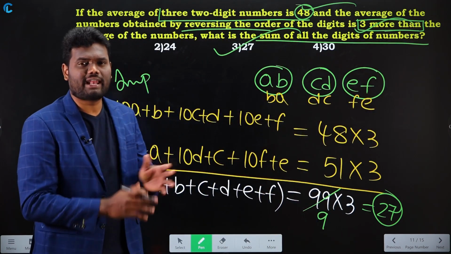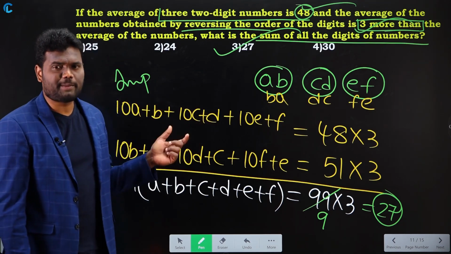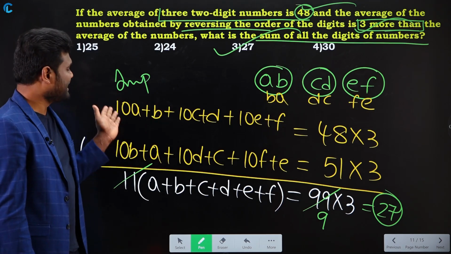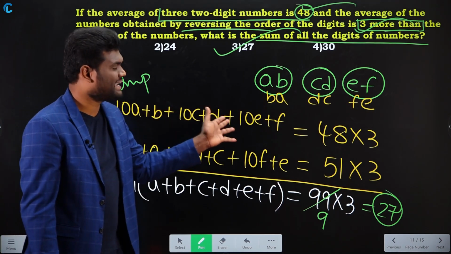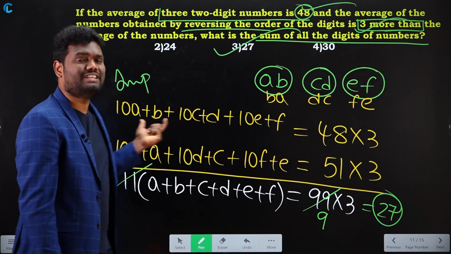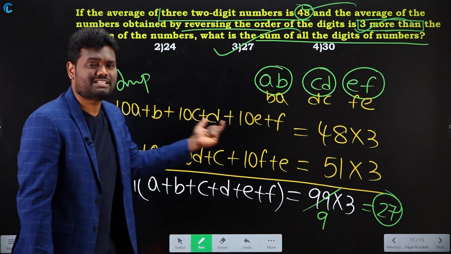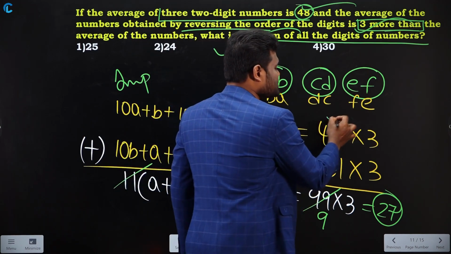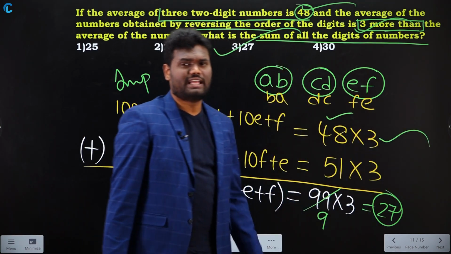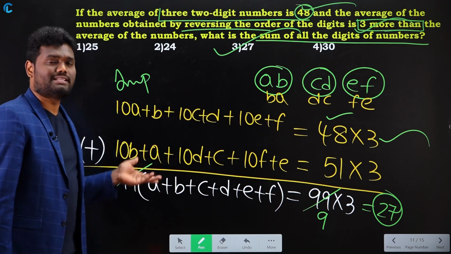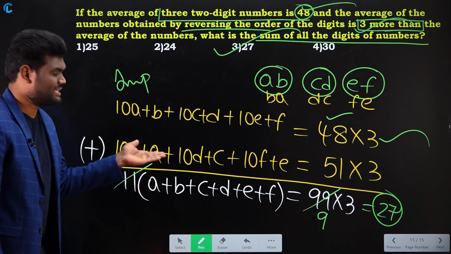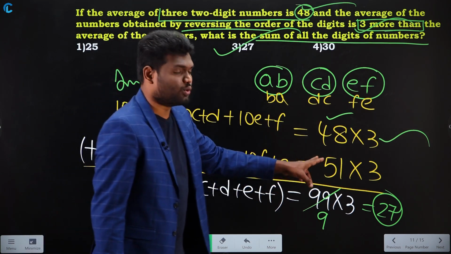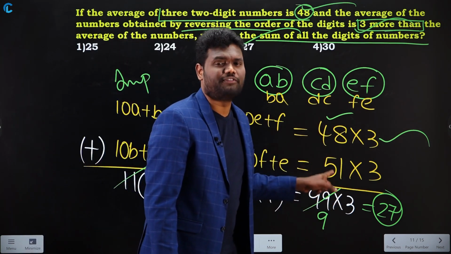So now what have I taken? I have taken the numbers as A, B, C, D, E, F. Now if I write those numbers, it is going to be 10A plus B, 10C plus D, 10E plus F. Now the sum of these numbers is going to be 48 into 3. Why? Because if the average is 48, the sum is going to be 48 into 3. Similarly, when it is reversed, it is going to be 10B plus A plus 10D plus C plus 10F plus E is equal to the average increased by 3, so 51 into 3.